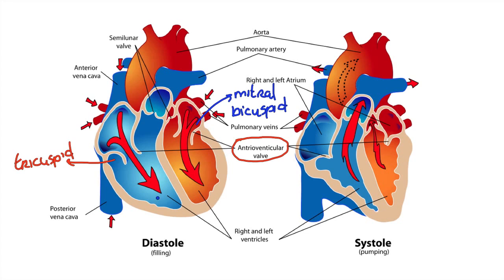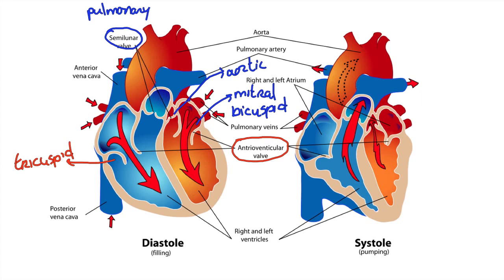Then we have valves that allow blood to leave the ventricles. On the right side, we have the right semilunar valve, and that is also called the pulmonary valve. And the reason it's called a pulmonary valve is because it leads into the pulmonary artery. On the left, we have this semilunar valve, which we can also call the aortic valve. And we call it the aortic valve because it leads into the aorta.